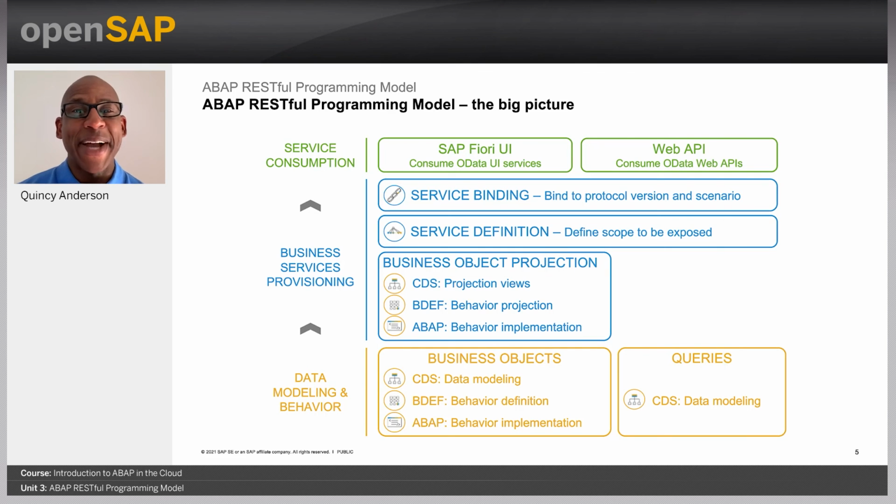Okay, so that concludes Unit 3, ABAP RESTful Programming Model. In Unit 4, we will take a look at the extension suite. See you there.